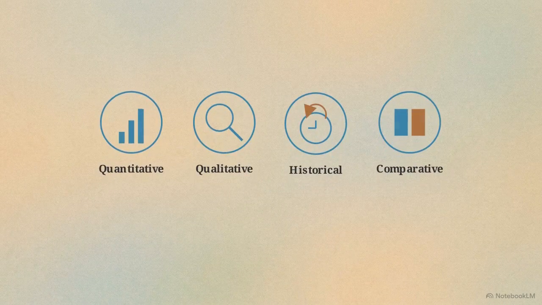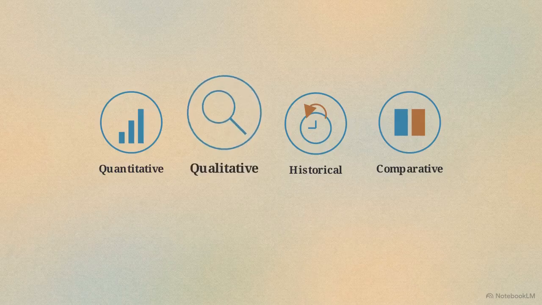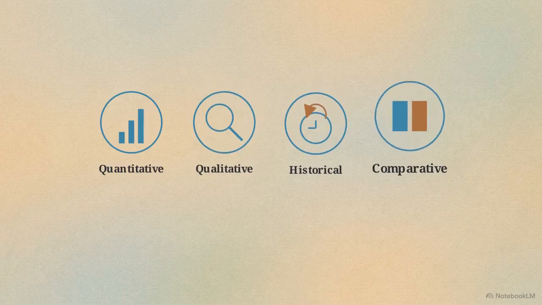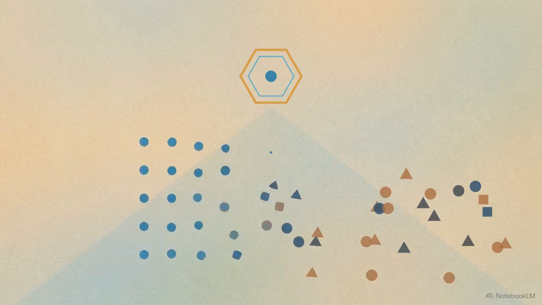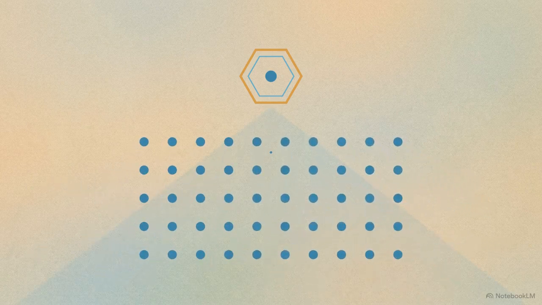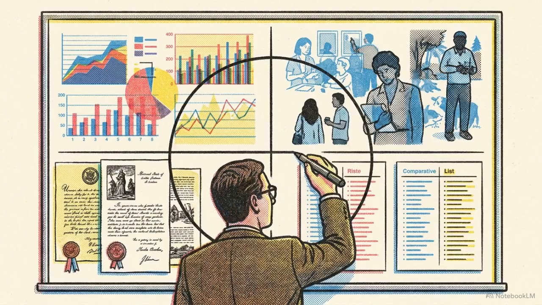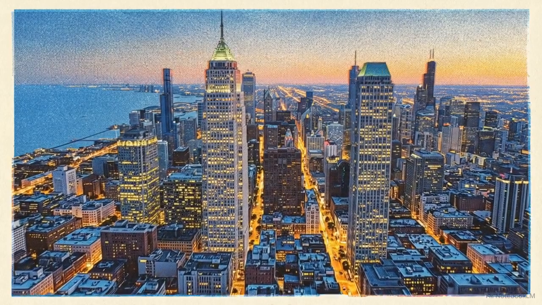To get a clear picture, researchers use 4 main methods: the quantitative, the qualitative, the historical, and the comparative. These aren't just labels. They are different angles that help us see patterns in society that aren't obvious at first glance. Using these 4 specific views allows us to turn a vague idea about how the world works into real, objective knowledge.